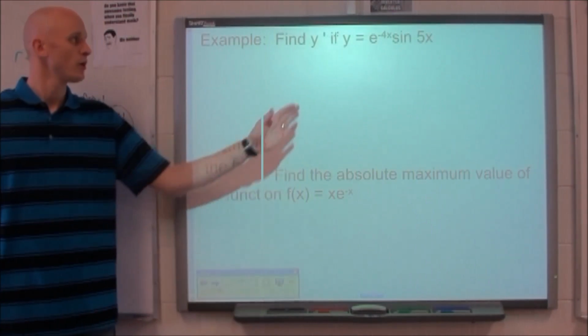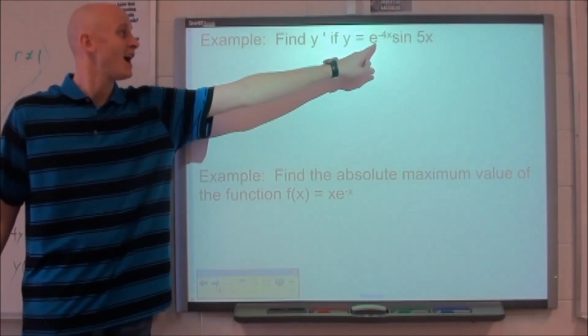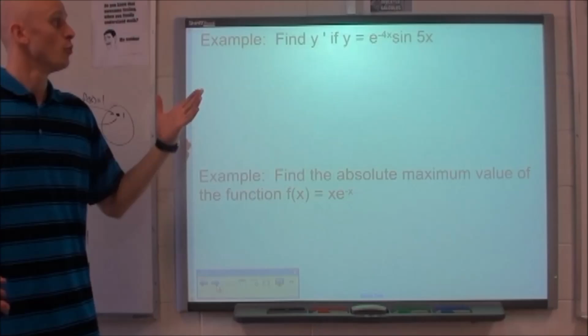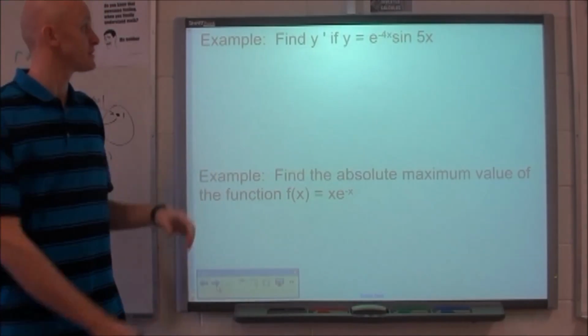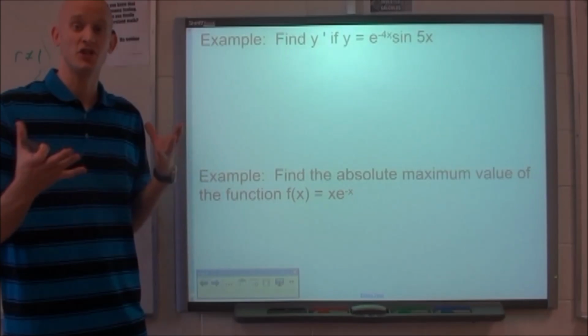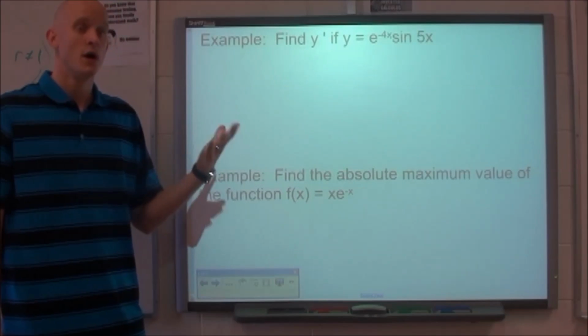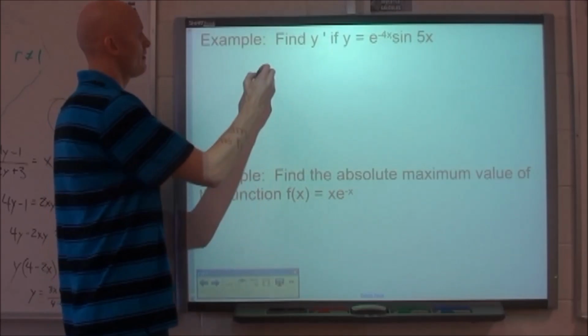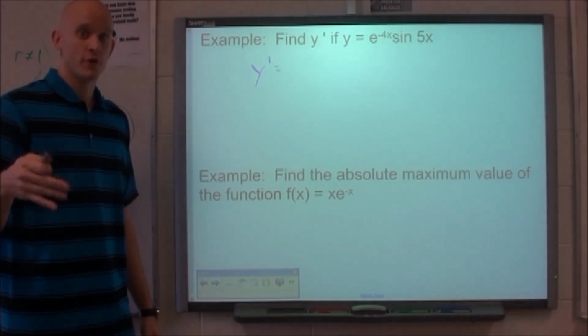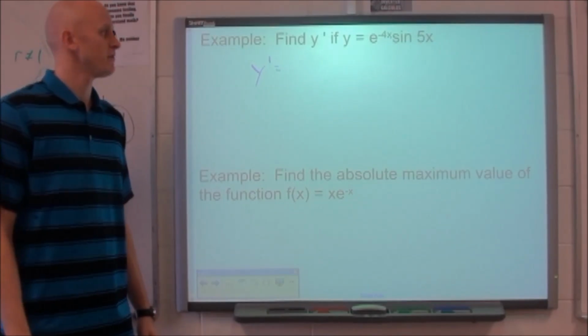For our first example, we're going to find the derivative given that y is equal to e to the -4x sine 5x. We're going to have to use product rule here since there is a product, and we'll also have the chain rule since there are functions inside of functions. So applying the product rule, we have y prime is equal to, remembering the product rule, first derivative of the second plus second derivative of the first.